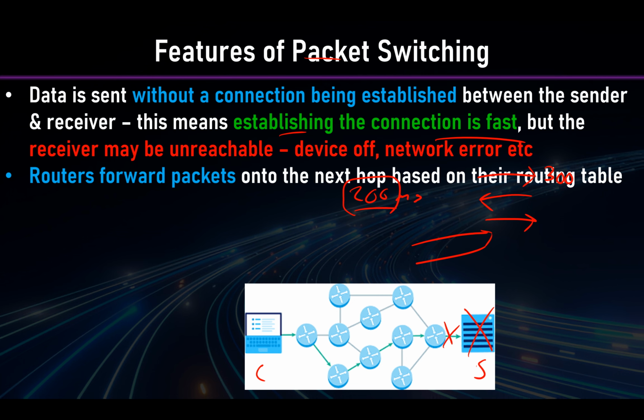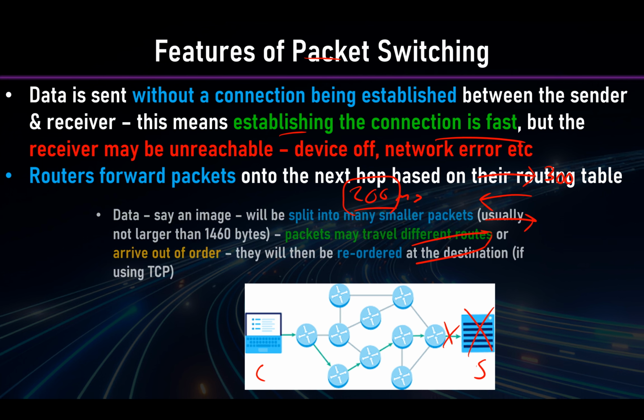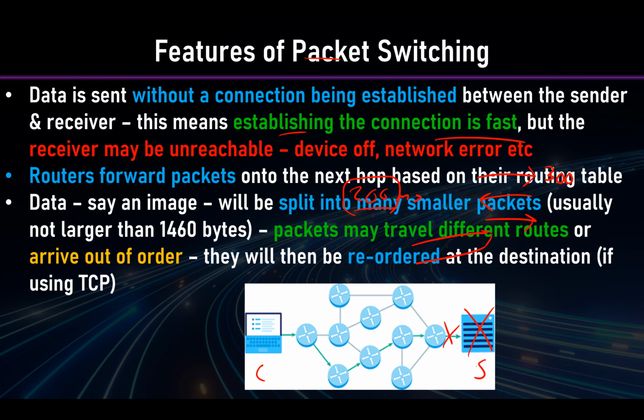Alright, then we said the router is going to forward packets onto the next hop based on its routing table. I think we saw that. Data, let's say an image, is going to be split into many smaller packets, usually not larger than 1460 bytes. Packets may travel different routes or arrive out of order. They will then be reordered at the destination, if using TCP.